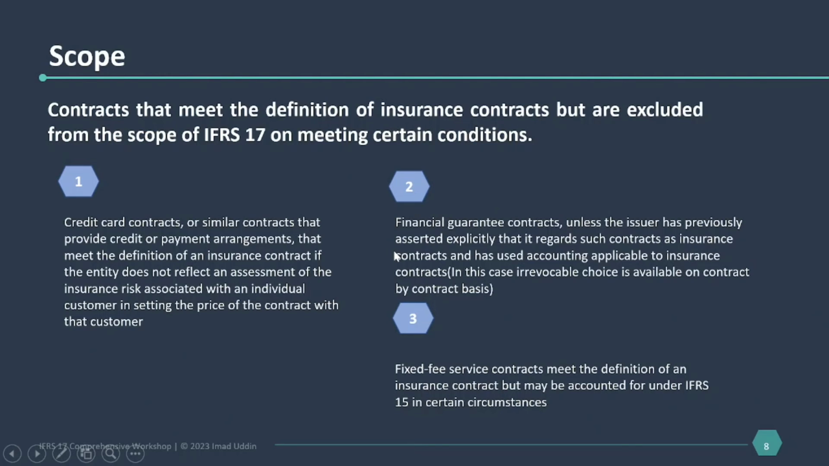Similarly, financial guarantee contracts, which are a guarantee against loss from non-payment by a particular person against whom the guarantee has been made. However, they are normally included within the scope of IFRS 9 and scoped out of IFRS 17. But there are cases where they may be within the scope of IFRS 17. We'll talk about that later. Finally, there are fixed fee service contracts, which may meet the definition of an IFRS 17 insurance contract, but may still be accounted for under IFRS 15.